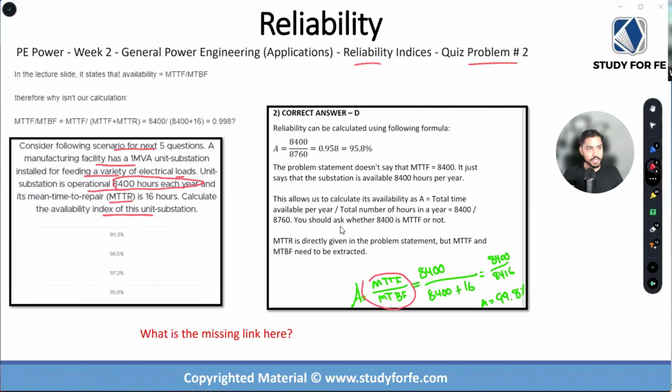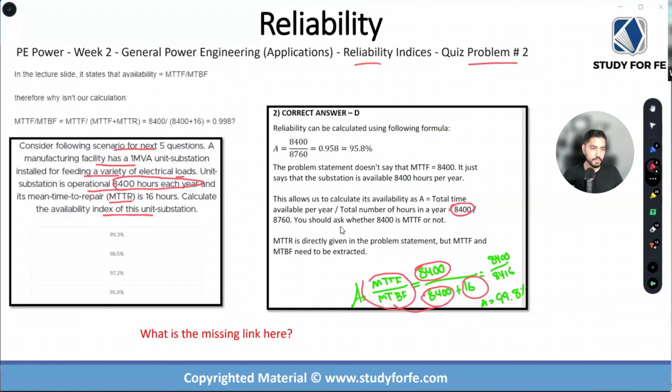And 90% of students who are asking this question are treating MTTF as 8400 and MTTR as 16 hours. So what they're doing is putting 8400 in the numerator, just like the formula suggests. And you know that MTBF is the sum of MTTR and MTTF. And then in the denominator, they're setting this as 8400 plus 16 hours.